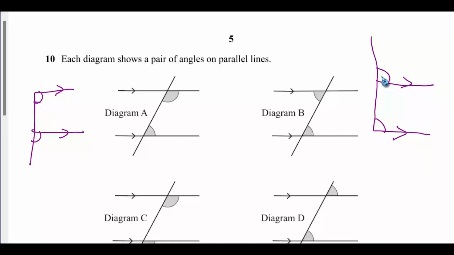The angles should be in the same position. Okay, so that is another way you could get it. Let's say you have two parallel lines here, and this is the transversal. So if an angle is here, the corresponding angle should be here. Okay, and you can see that you still have it in letter F like this.